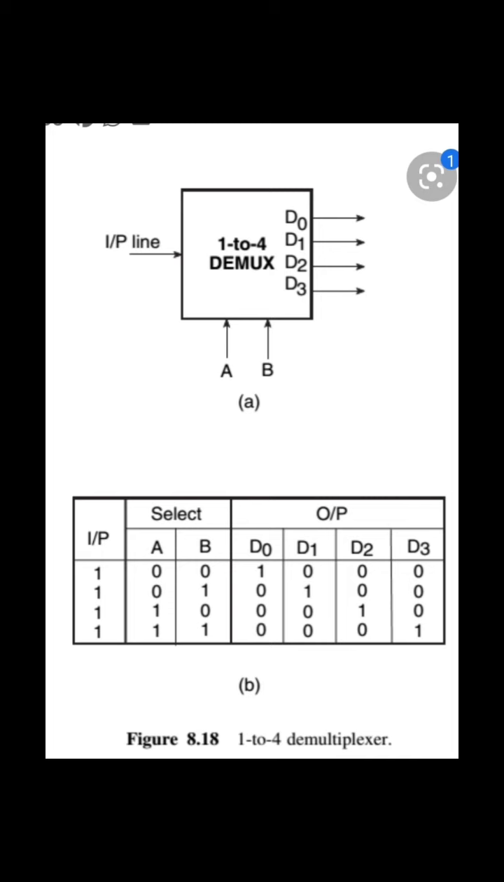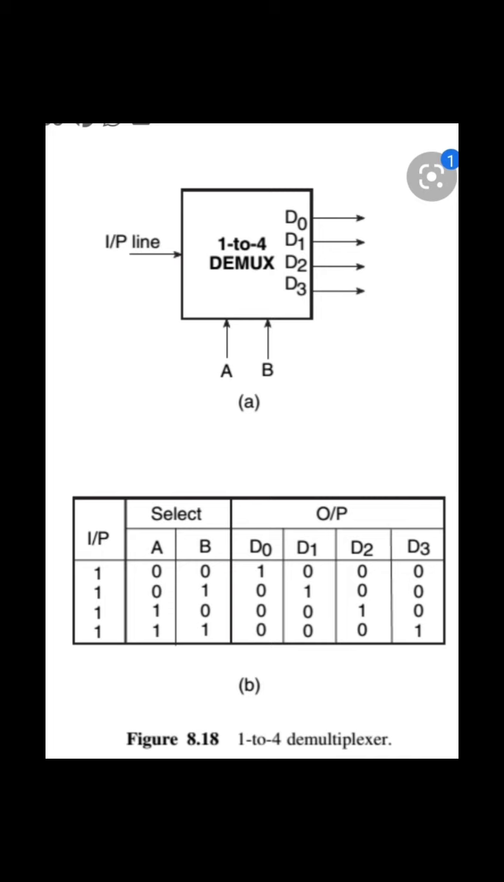The logic diagram of the 1 into 4 demultiplexer. There are different types of demultiplexer, like 1 into 4, 1 into 8, 1 into 16, etc. So now we discuss the 1 into 4 demultiplexer. Here 1 is the input line and 4 are the different output lines.